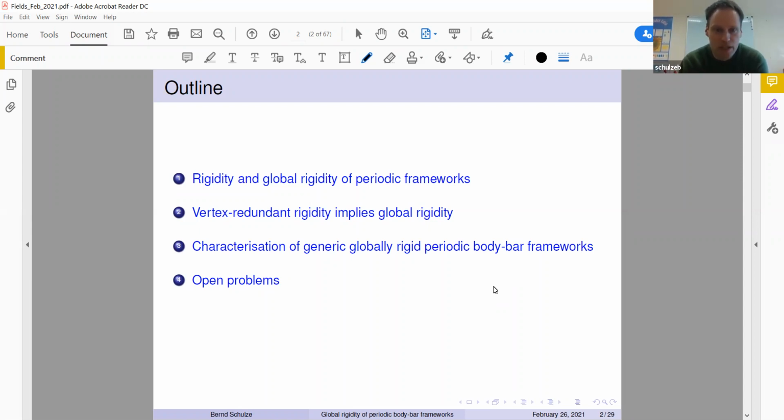And this result allows us to obtain this combinatorial characterization of generic, globally rigid periodic body-bar frameworks very easily. Okay, so the real main result here is that the vertex-redundant rigidity for periodic frameworks implies the global rigidity. Okay, and then I will finish with some open problems in this area.